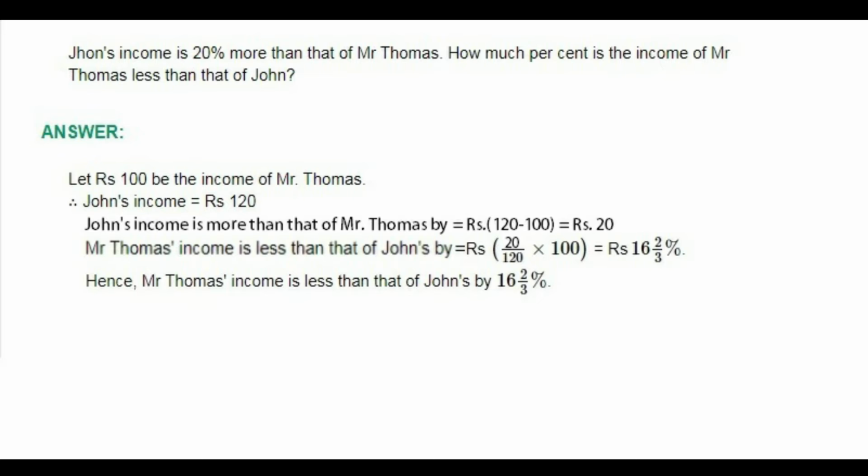Now if we have to find how much percent the income of Mr. Thomas is less than that of John, we have to write the difference value in the numerator. That is, 20 is the difference of the income, right? And with whom are we comparing? We are comparing Thomas' income with John's. So with John's income we are comparing. So we write John's income in the denominator, and it is multiplied by 100 because we are finding the percentage, and the percent is coming as 16 2 by 3%. So therefore Mr. Thomas' income is less than that of John's income by 16 2 by 3%.